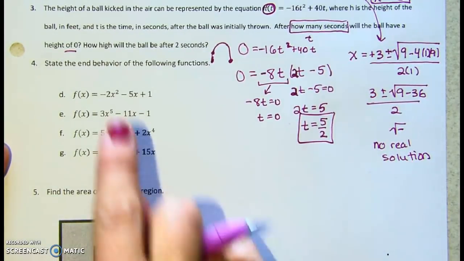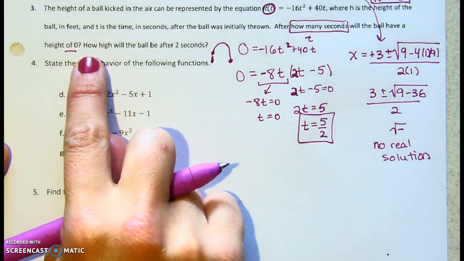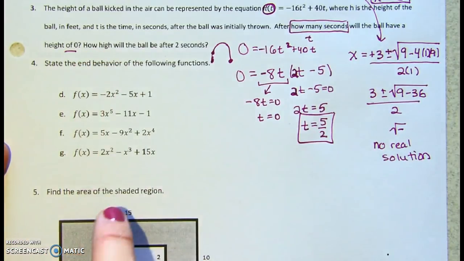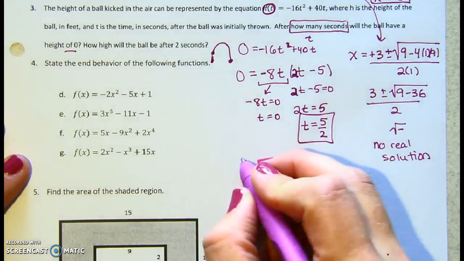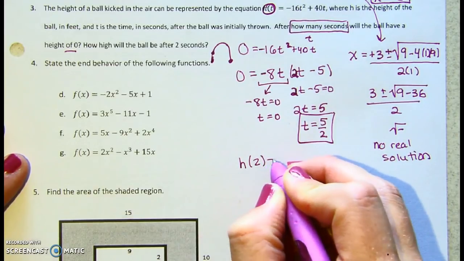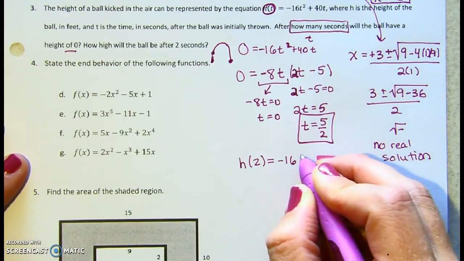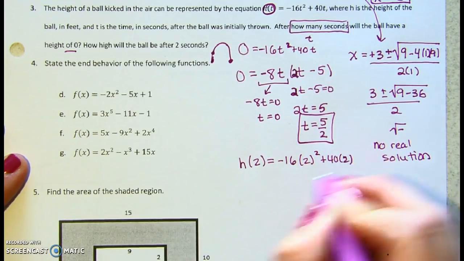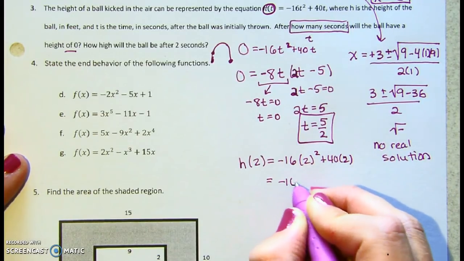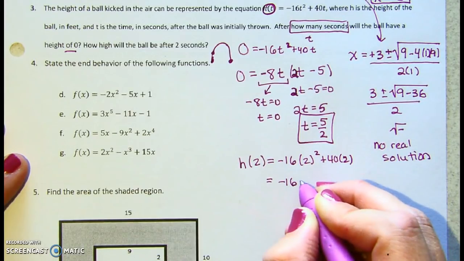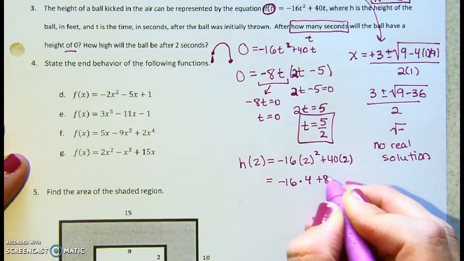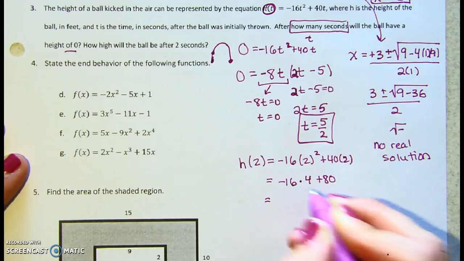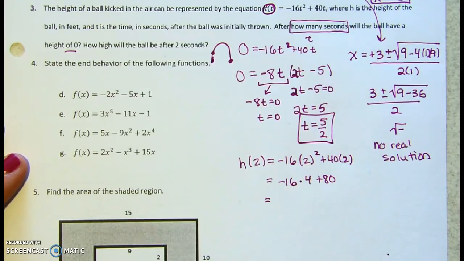Did you get that? Oh, part B. Do you see the second question there? How high will the ball be after 2 seconds? Height after 2 seconds equals, we're just going to plug in 2 to find h. Do you square or multiply first? Square first. Plus 80. Negative 16 times 4.